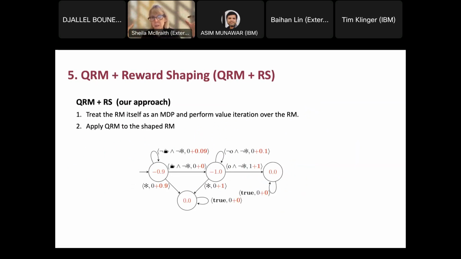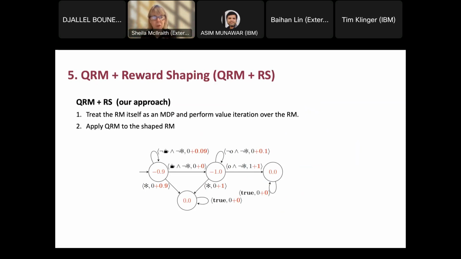That's sort of conceptually what it does, but what it does mathematically is a beautiful work by Andrew Ng, Harada, and Russell from a long time ago, from 1999, I think, where they defined these potential functions that were just rewritings of the reward function that preserve the optimality of the Q learning algorithm. And we can do the same thing here for reinforcement learning by treating the reward machine as an MDP, performing value iteration over that reward machine, and then applying the QRM algorithm.